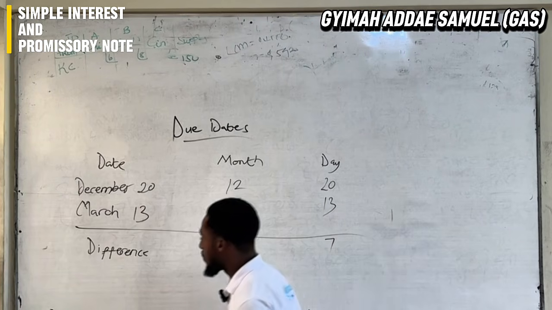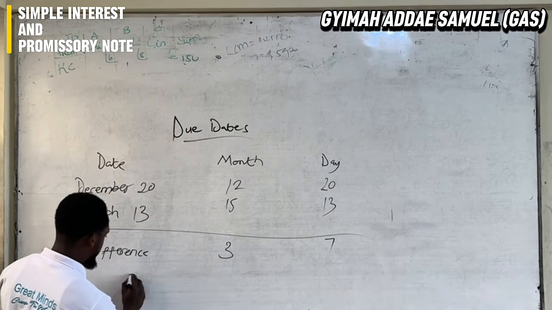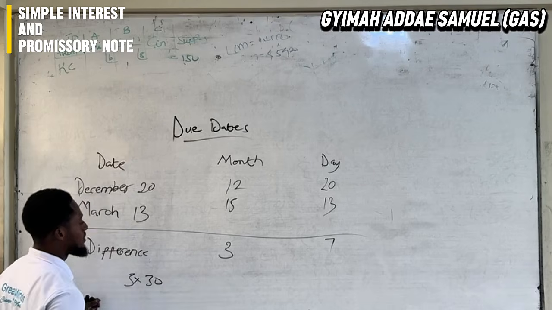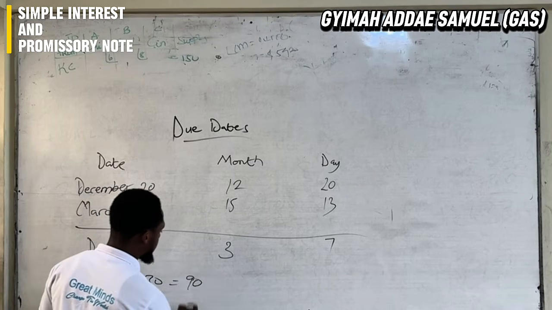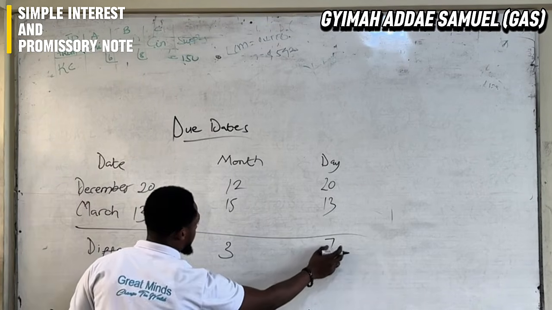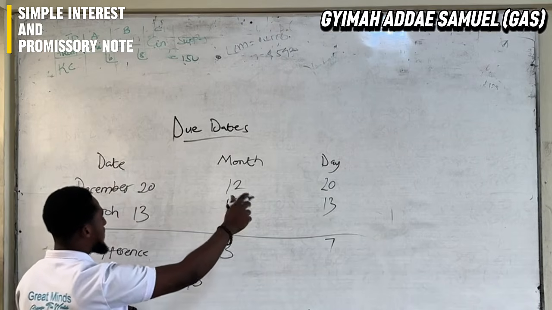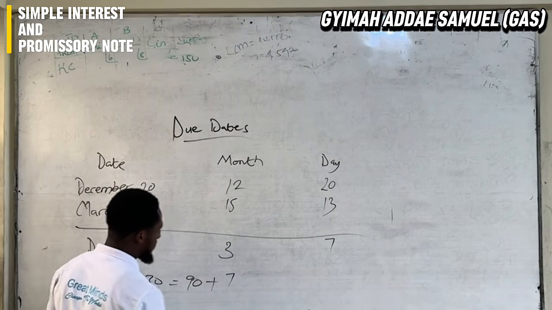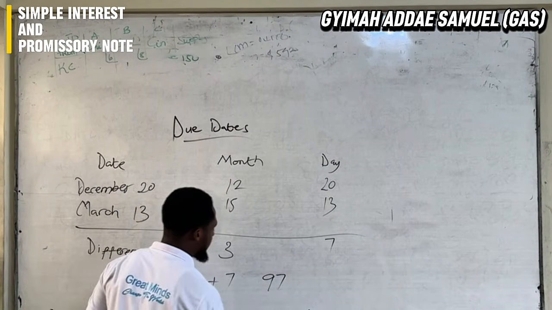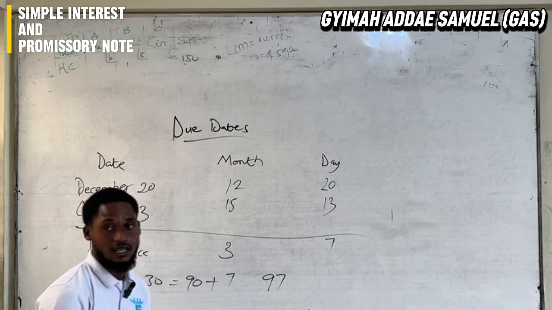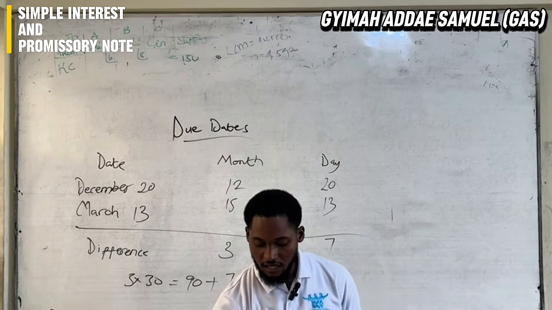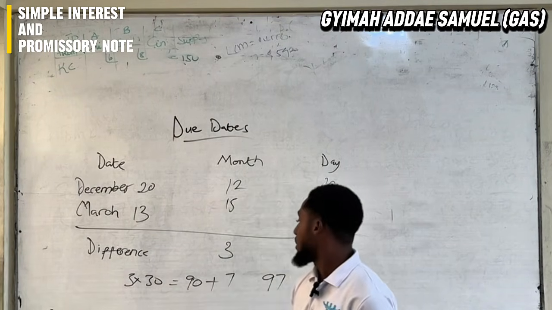So now let's go ahead and do it. Multiply this 3 by 30, and we are getting 90. And when you get the 90, you add the difference of the days to it. We had 7, so we are getting 97 as our number of days.